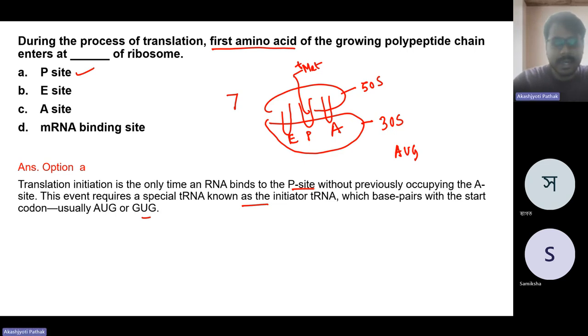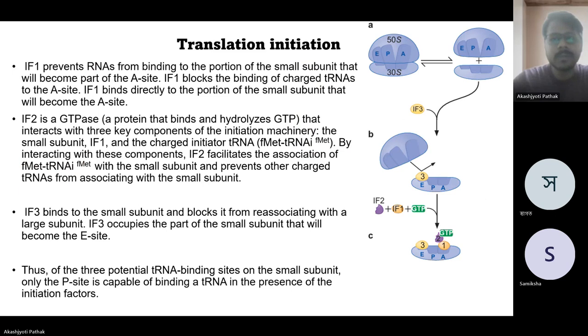So this is clear, right? So let's quickly discuss translational initiation. This is translational initiation in prokaryotes. So in the first step, what happens? Prokaryotes have a 70S type of ribosome, and this 70S ribosome is composed of a small subunit and a large subunit. The small subunit is 30S, and the large subunit is 50S.